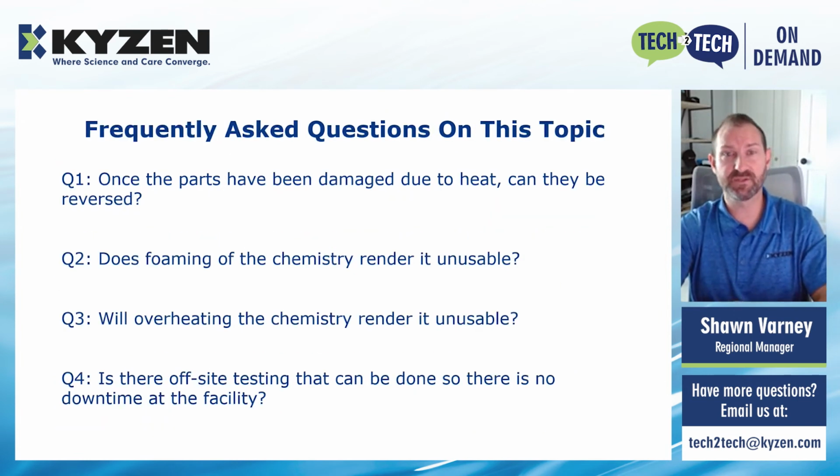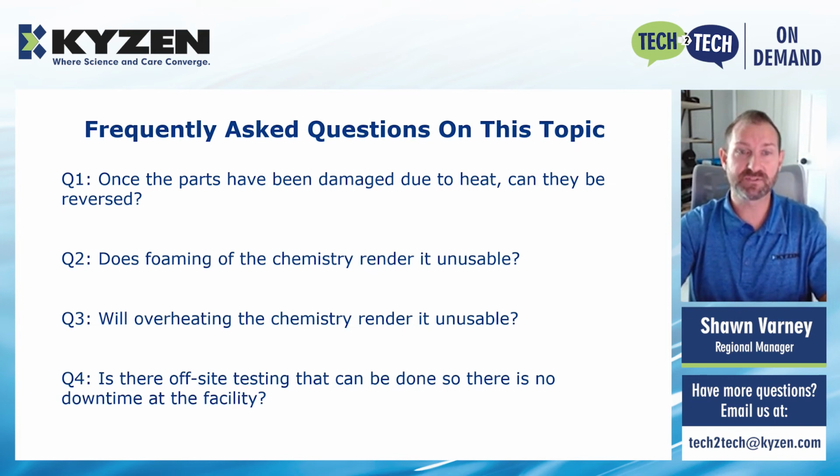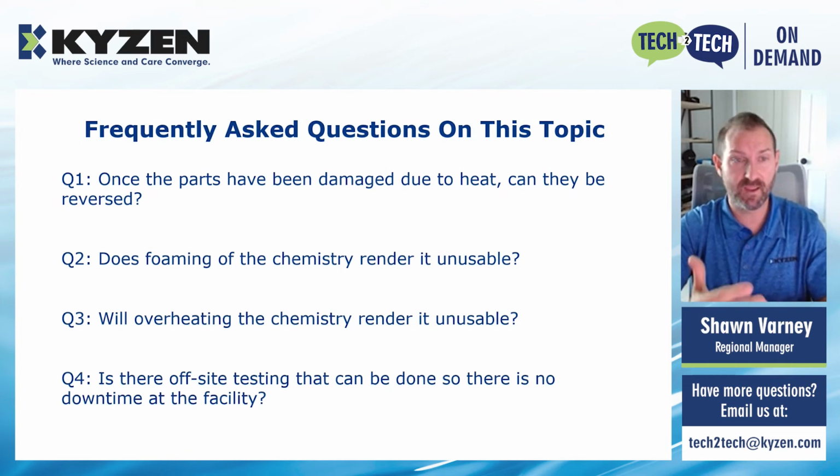So, some frequently asked questions on this topic. Question one: once the parts have been damaged due to heat, can they be reversed? Short answer is no. Usually, once they're already damaged, you can't reverse that process. They usually throw it away and start over again. Most of the times, when you try to save a part and you try to wash and get this oxidation off, it's more money and more time than the part is worth, and you've spent more money than just throwing it away and starting over again.